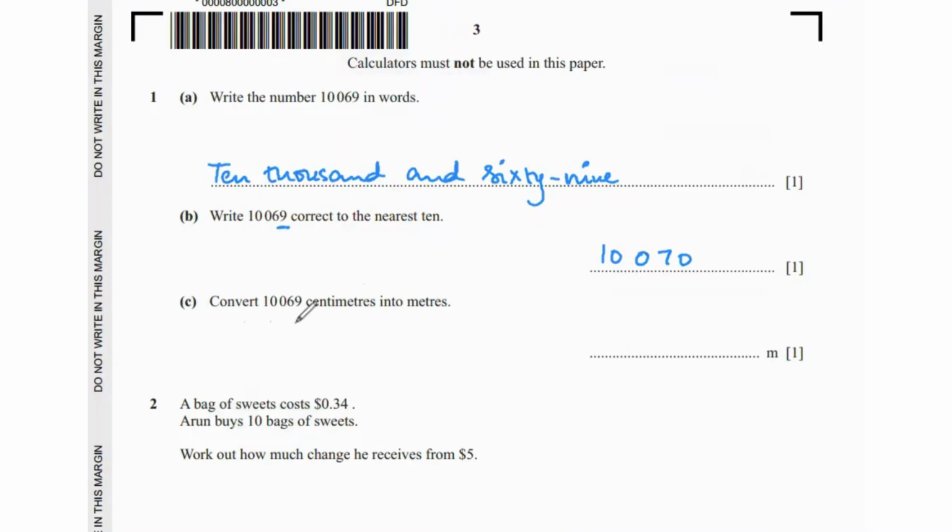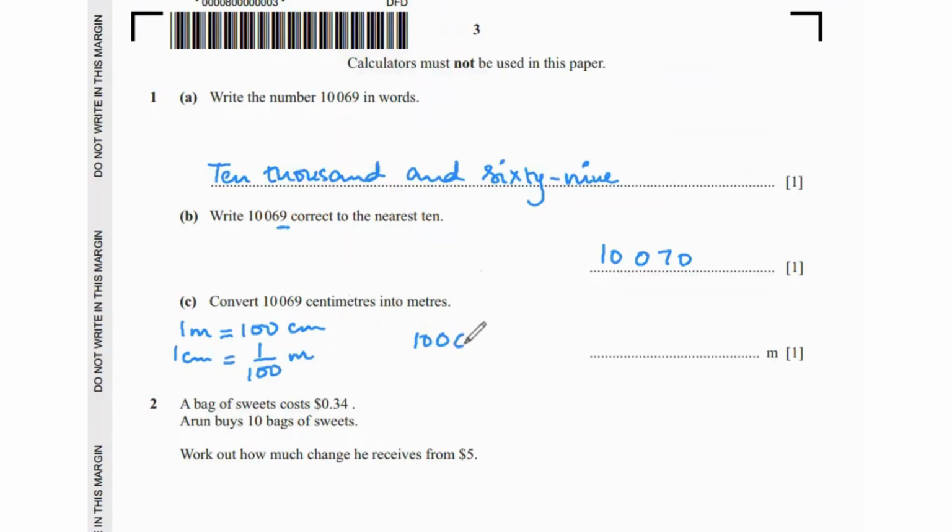Then convert 10,069 centimeters into meters. So 1 meter is 100 centimeters. 1 centimeter is going to be 1 over 100 meters. When you go from a bigger to a smaller unit, you times. When you go from a smaller to a bigger unit, you divide. Centimeter is smaller than meters, which means we will divide 10,069 by 100.